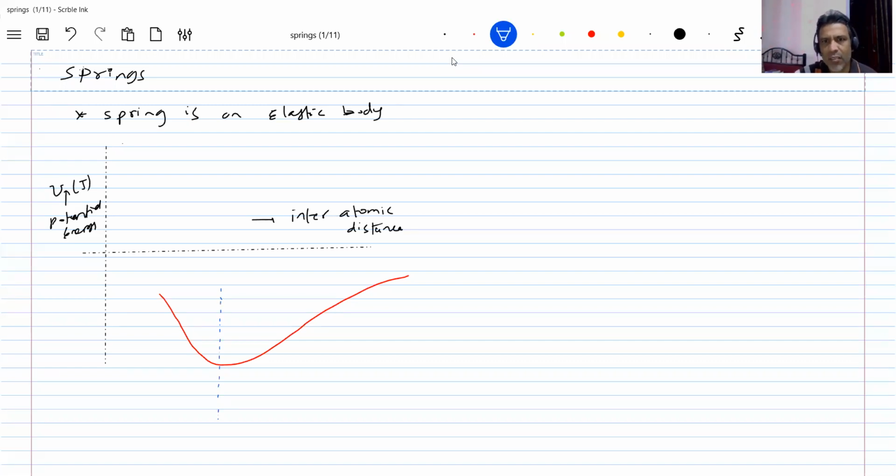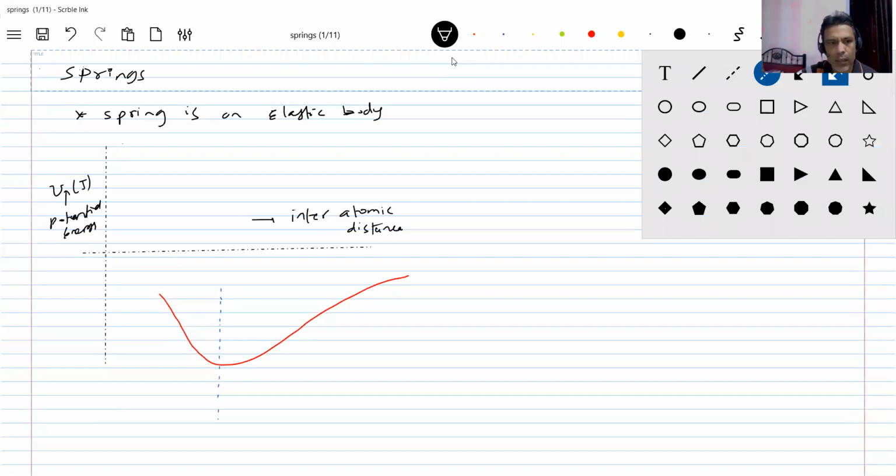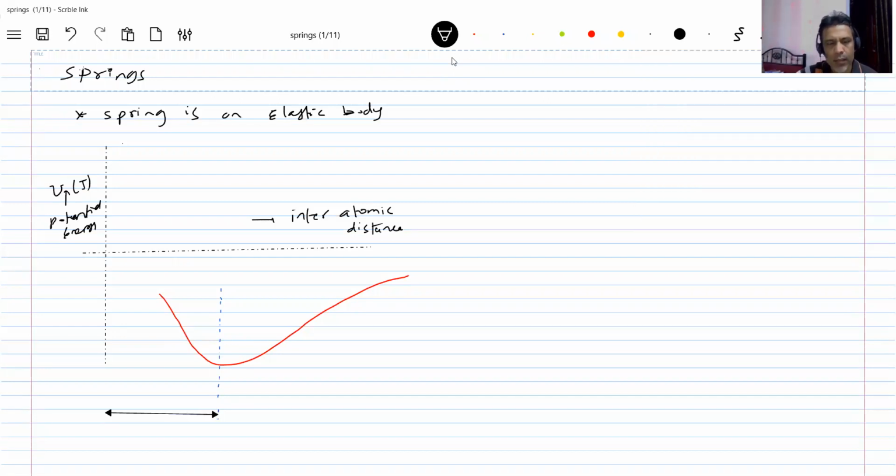And this distance will be, let's take, this distance will be R naught. Okay, we'll give the name for this. So this will be the R naught, or you can call X naught, anything that is.